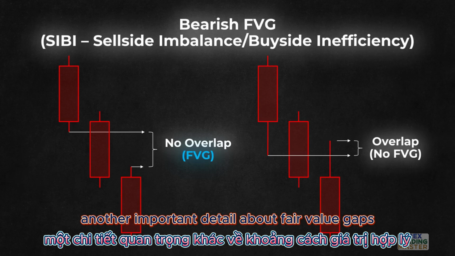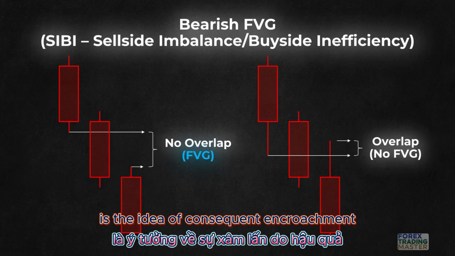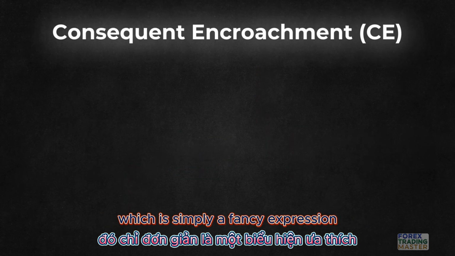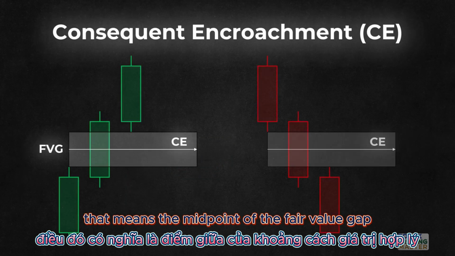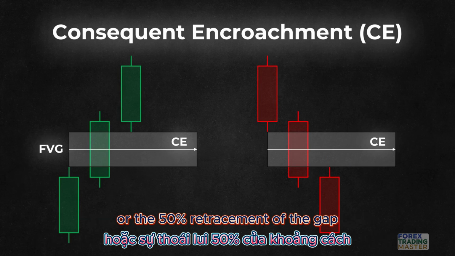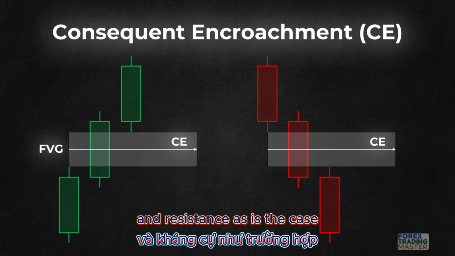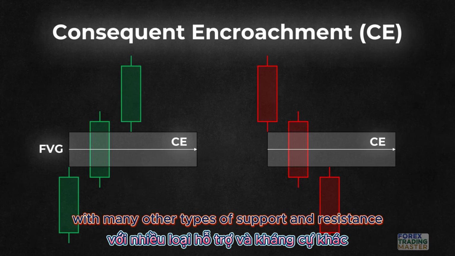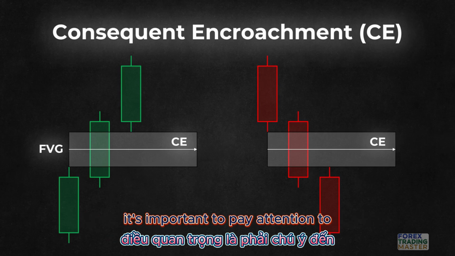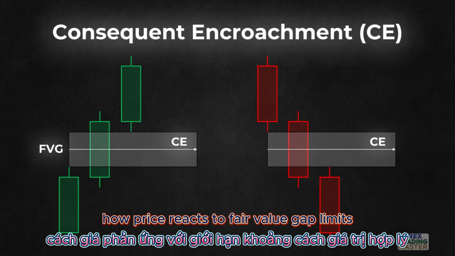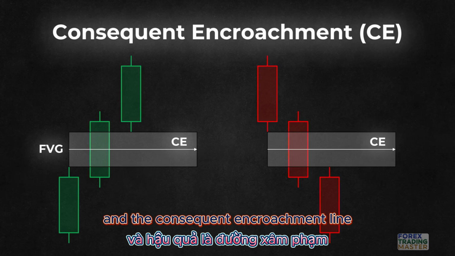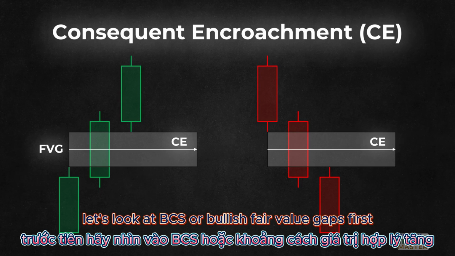Another important detail about fair value gaps is the idea of consequent encroachment, which is simply a fancy expression that means the midpoint of the fair value gap, or the 50% retracement of the gap. Fair value gaps can be used as zones of support and resistance, as is the case with many other types of support and resistance. It's important to pay attention to how price reacts to fair value gap limits and the consequent encroachment line. Let's look at BISIs, or bullish fair value gaps, first.